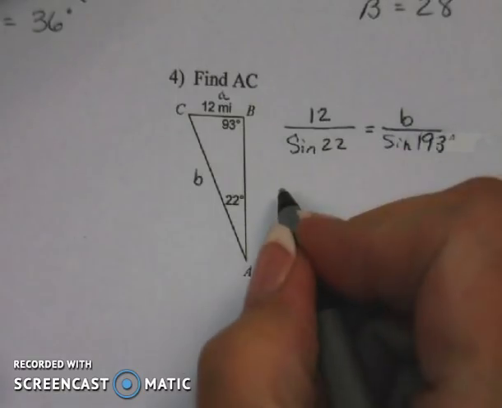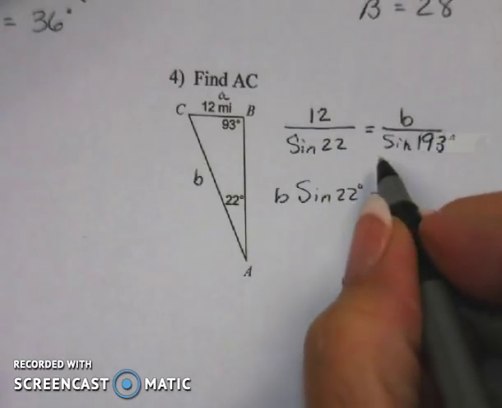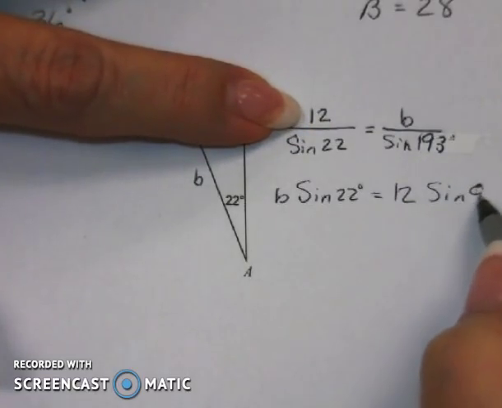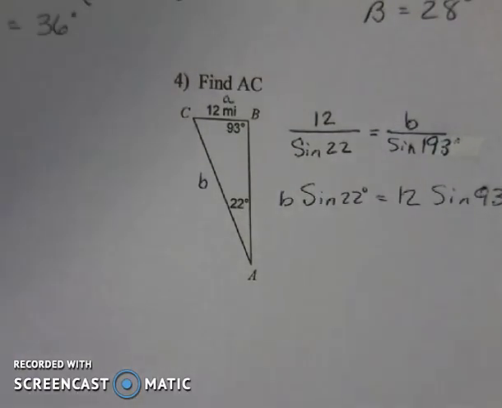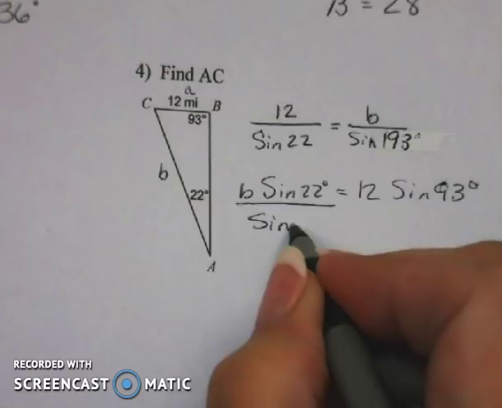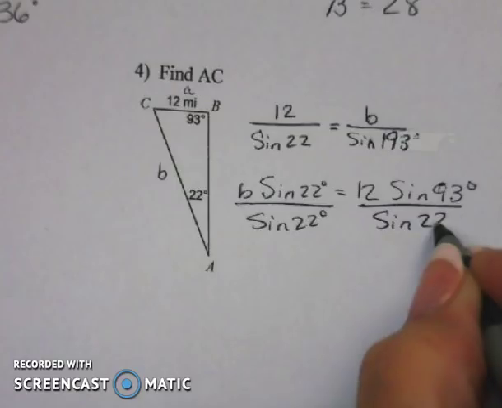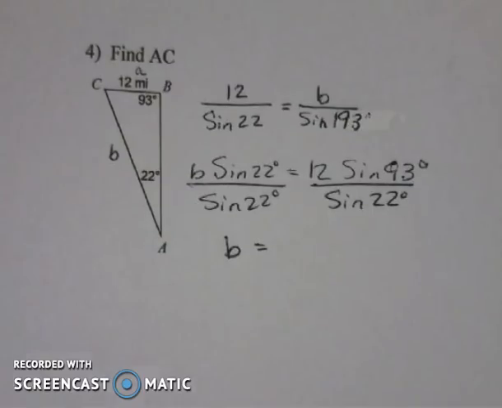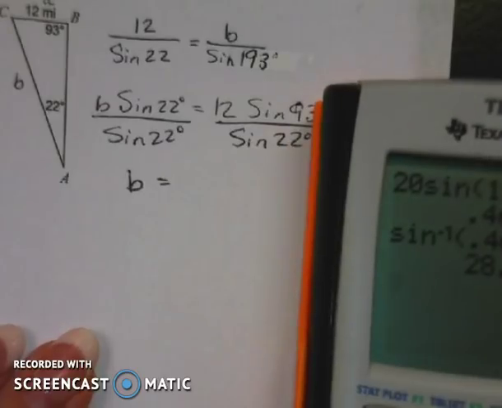B times the sine of 22 degrees is equal to 12 times the sine of 93 degrees. Now I want the B by itself, so I need to divide by the sine of 22 degrees. Now go ahead and write it all out so that I don't have to spend quite as much time with my calculator. And I'm finding side B. I'm not finding an angle, so I won't need to do inverse sine. I just need to type this in my calculator.